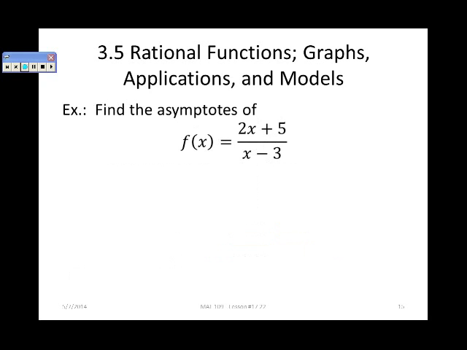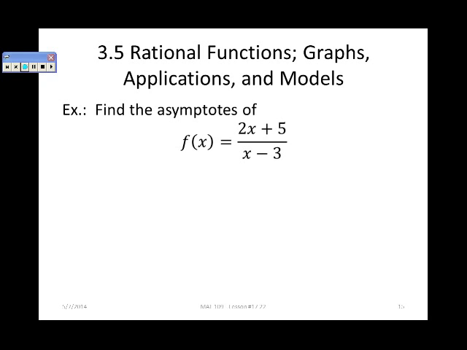Okay. How about here? Are there any vertical asymptotes? Where? X equals 3. Remember, it has to be stated as an equation. X equals 3. Are there any non-vertical?